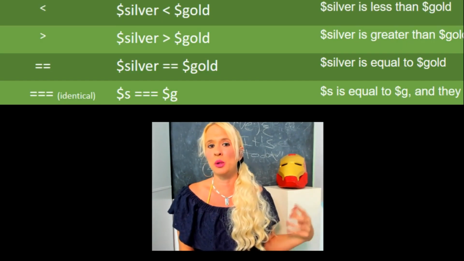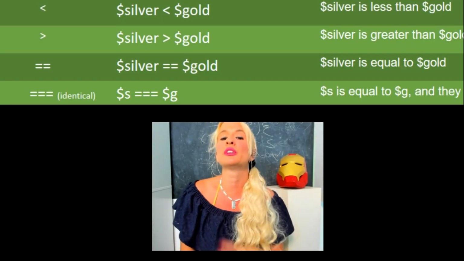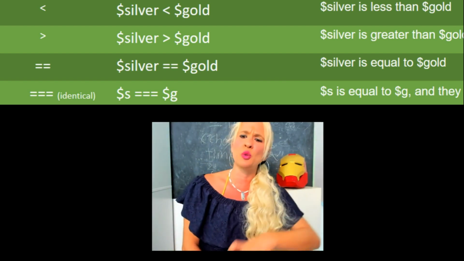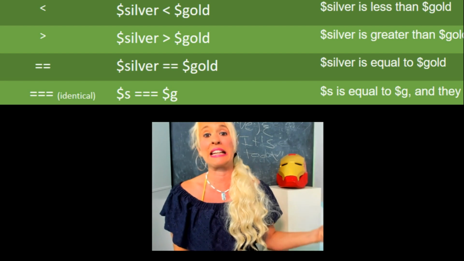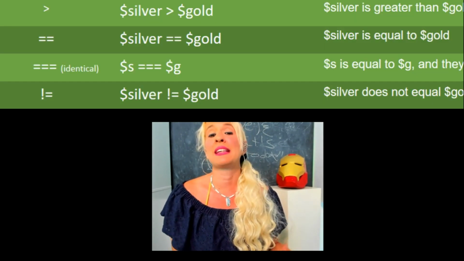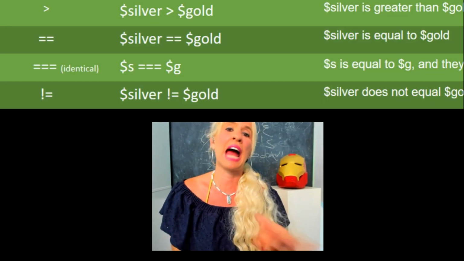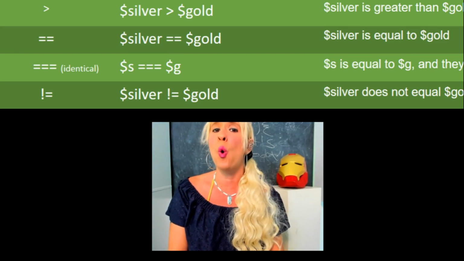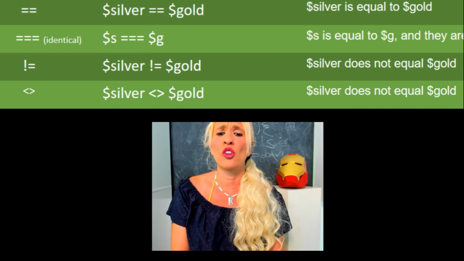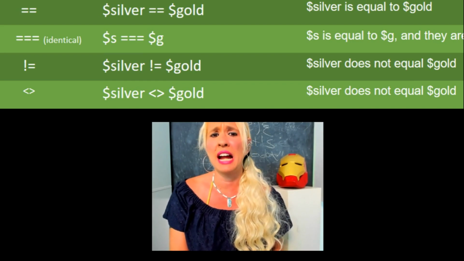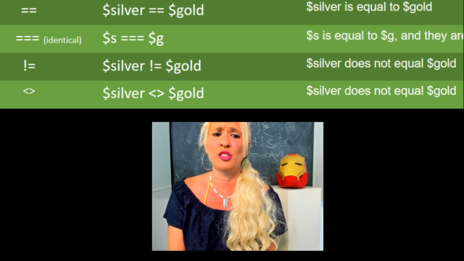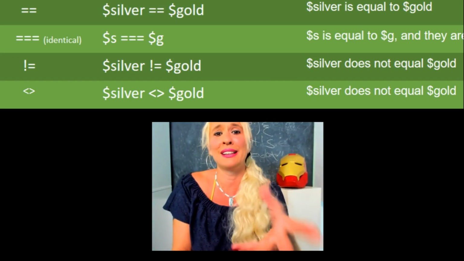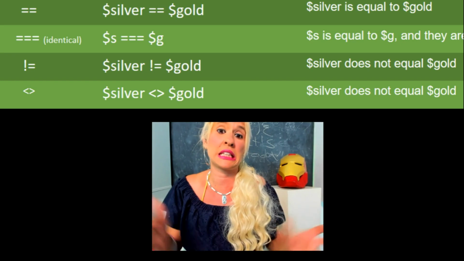Next we have equal equal equal. 3 equals. That means they're identical. That means it's the same value and the same data type. Next we have exclamation point equals. That means not equal. So $silver does not equal $gold. That less than greater than is another way to write not equal. I never really use it. Exclamation point equals I think is more standard. But you can use that, just be consistent.